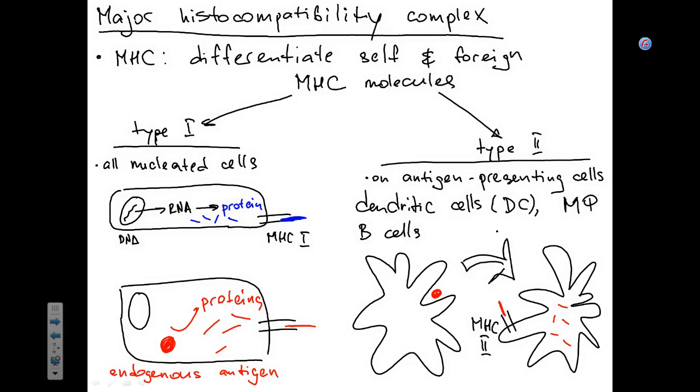I'm going to ask you a really tricky question. It's not actually tricky. Dendritic cells, macrophages, B cells, do they have a nucleus? Yeah, of course. So are they going to have MHC class 1 as well? Yes. So antigen presenting cells have both types of major histocompatibility complex molecules. Are we clear on that? Good? All right. This piece of information, is that understood? Because it will become very important to understand how T cells work.